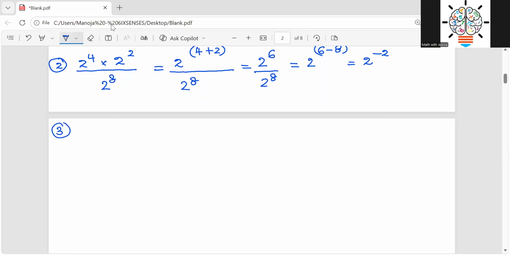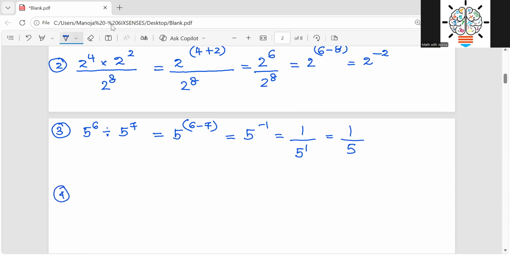And question number 3, you want to find the value of 5 to the power of 6 divided by 5 to the power of 7. So here it is a division and the same base value. 6 minus 7, the answer is 5 to the power of negative 1. And then this time you want to find the value: 1 over 5 to the power of 1. 1 over 5 to the power of 1 means 1 over 5.